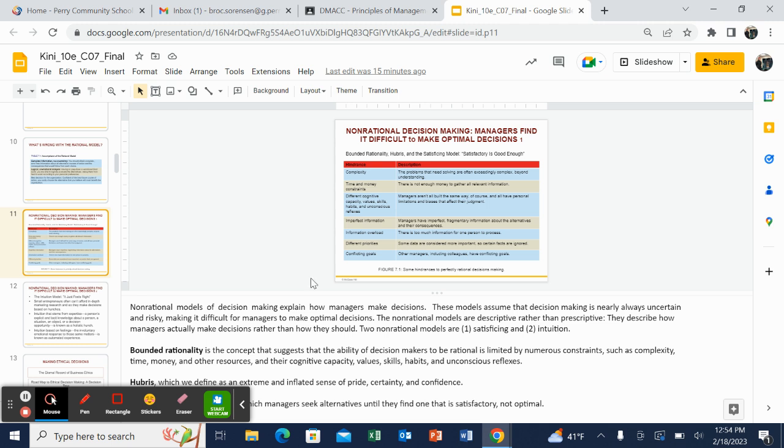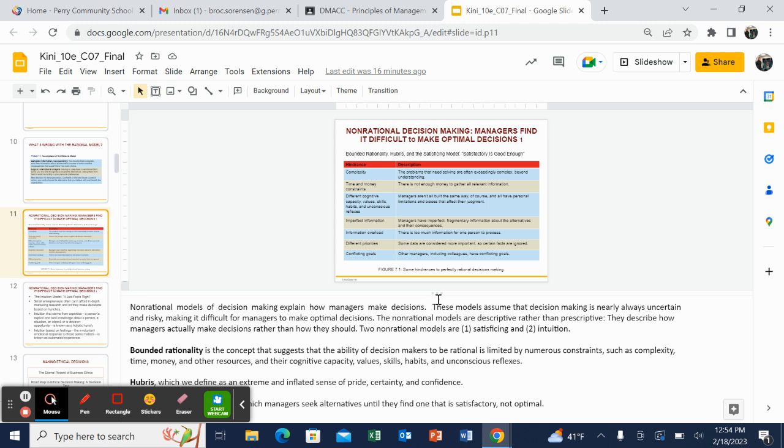So we really have the non-rational models of decision making are how managers make those decisions. So these models assume the decision making is nearly always uncertain and risky, making it difficult for managers to make optimal decisions. The non-rational models are descriptive rather than prescriptive. They describe how managers actually make decisions rather than how they should. So two non-rational models are the satisficing and the intuition.